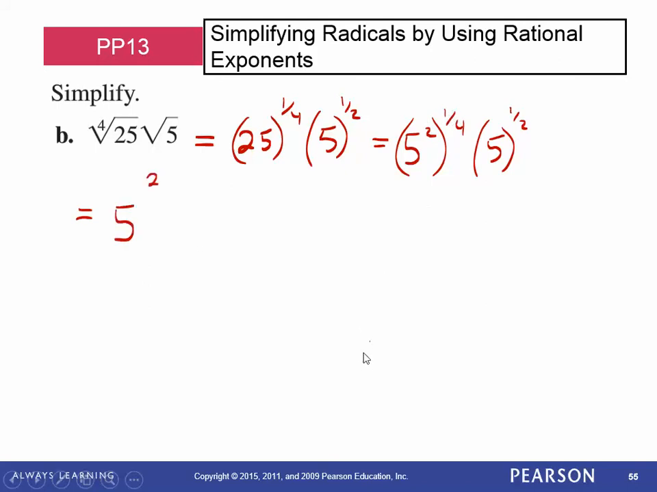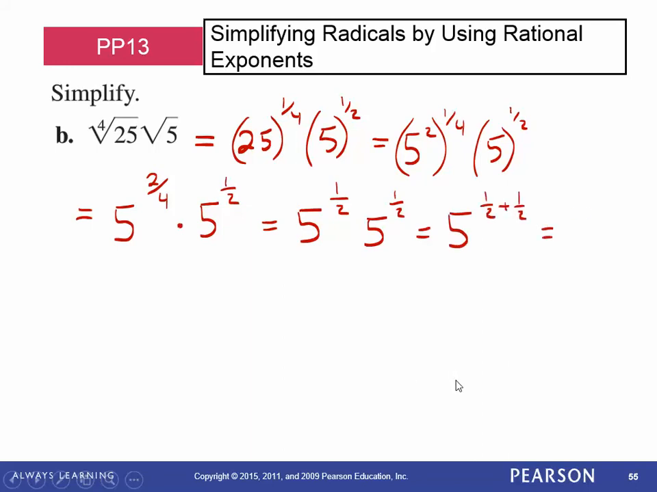It really gives us 2/4, which then reduces down to 1/2. So we really have 5 to the 1/2 times 5 to the 1/2. But whenever we multiply numbers with the same base, all we have to do is add the exponents. So in this case, it's 1/2 plus another 1/2 makes 5 to the 1, and we really don't write 1s in the exponent, so therefore it's just a 5 by itself.